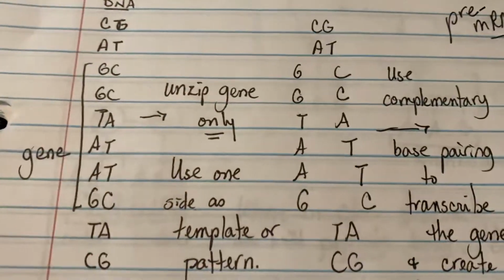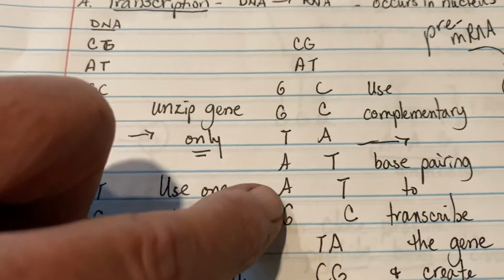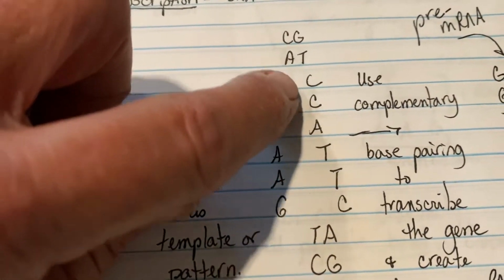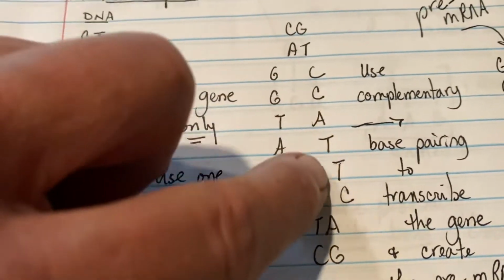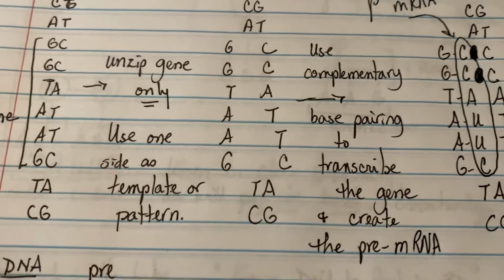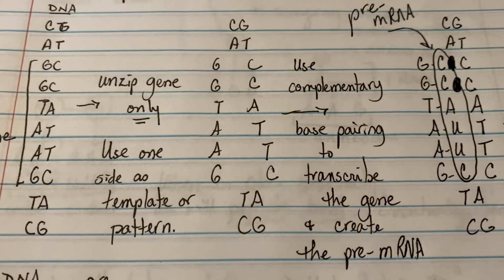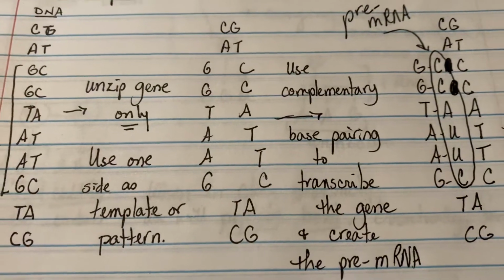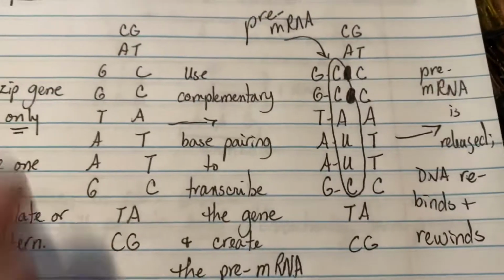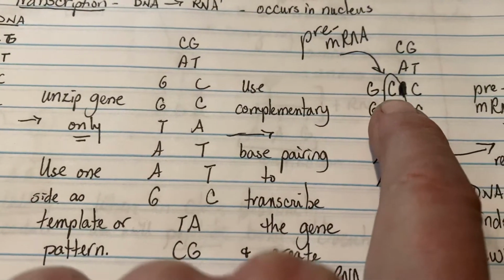And so that's what you see here. You see only the gene has been unzipped. And the way we do that is we use enzymes to break these hydrogen bonds that are right in here. And then we're going to use complementary base pairing to transcribe the gene and to create what we call pre-mRNA.